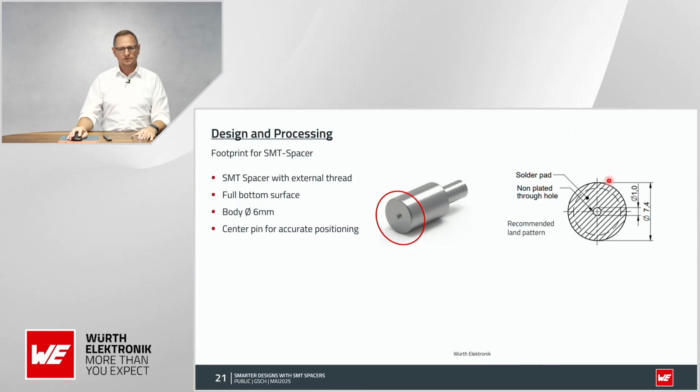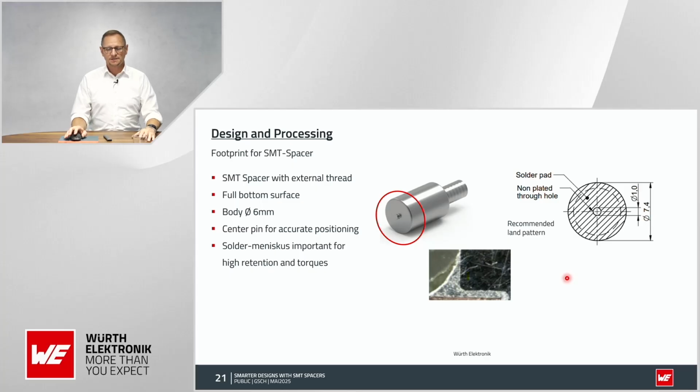Of course, the footprint is a little bit bigger, like 7.4 millimeters, while the body has only a diameter of 6 millimeters. And you see the center pin here. This is used for accurate positioning, and therefore, of course, we need a bore hole here in the footprint. And very important, a non-plated through hole is required here.